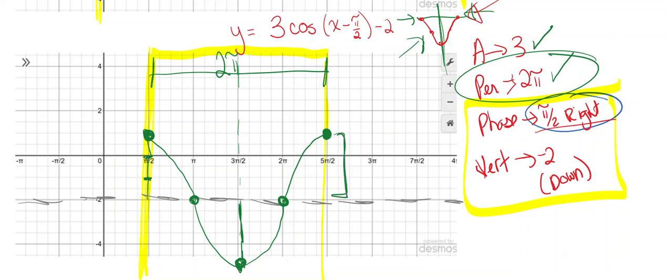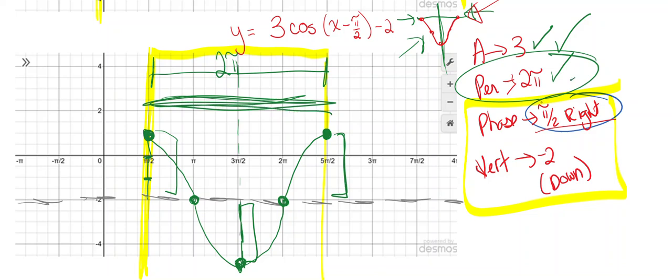Amplitude, is that 3? Is that 3? Is that 3? Okay, we checked the amplitude. Is this length from left to right of our shape 2 pi? And did it start pi over 2 shifted right? And is it vertically shifted down 2 units?